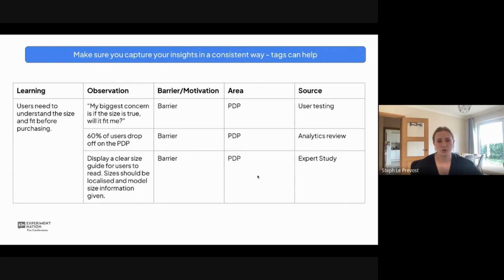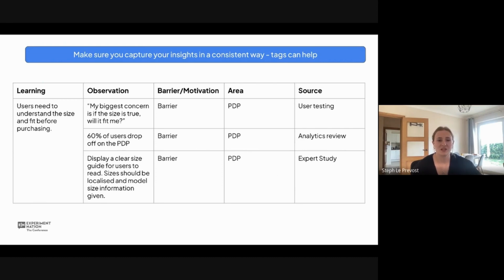And then once you've got all those research pieces and you've gathered all the data, you need to make sure that it's captured in a consistent way. And what I mean by that is the best way that I've seen this done is that you write down exactly what you saw, what you observed, so the observation. And from those observations, you can start to build bigger pieces of learning.